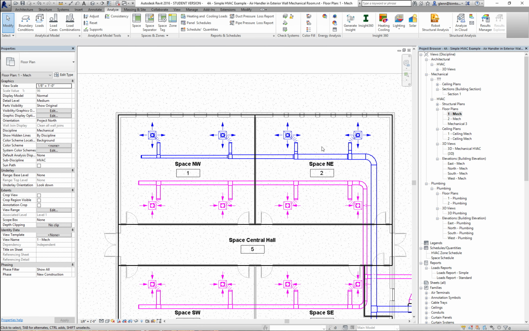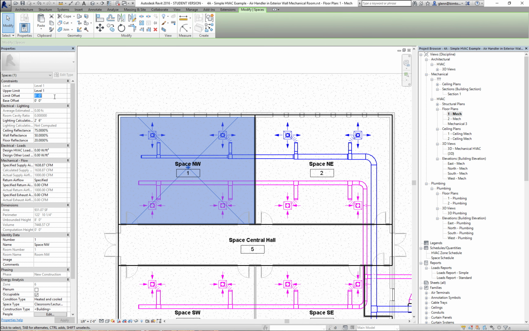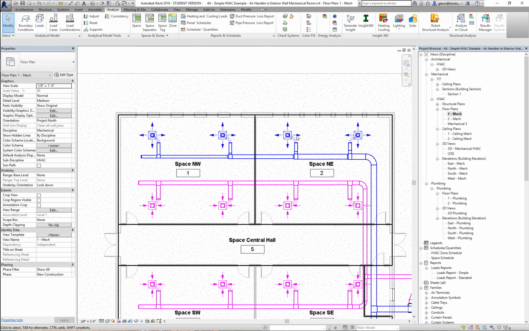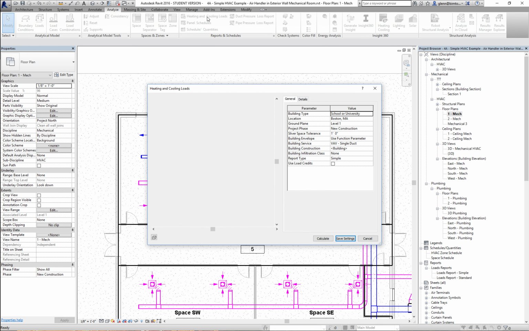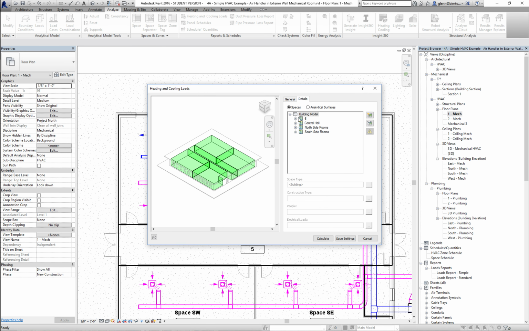Let me come back over here. I'll fix that. Use my space. I'll put it back up to 10 feet. Okay, I can go back to that report again. Now it'll be okay.